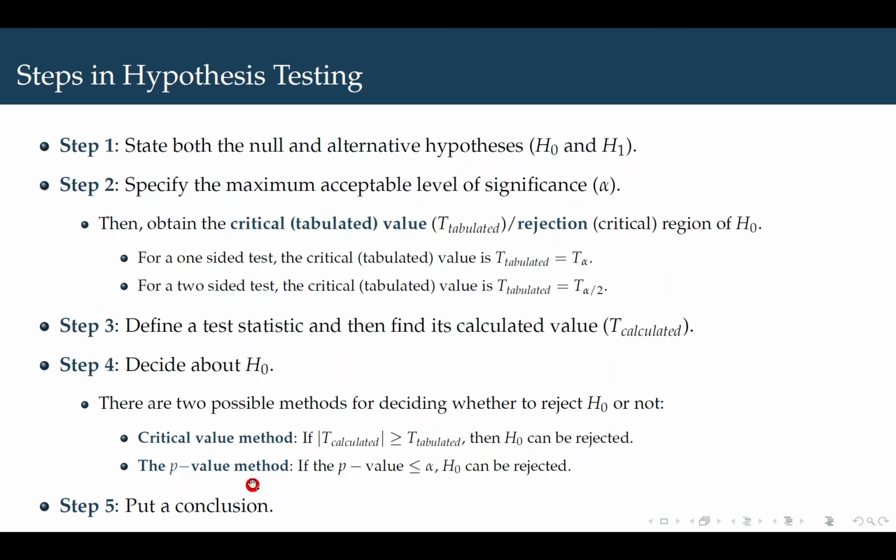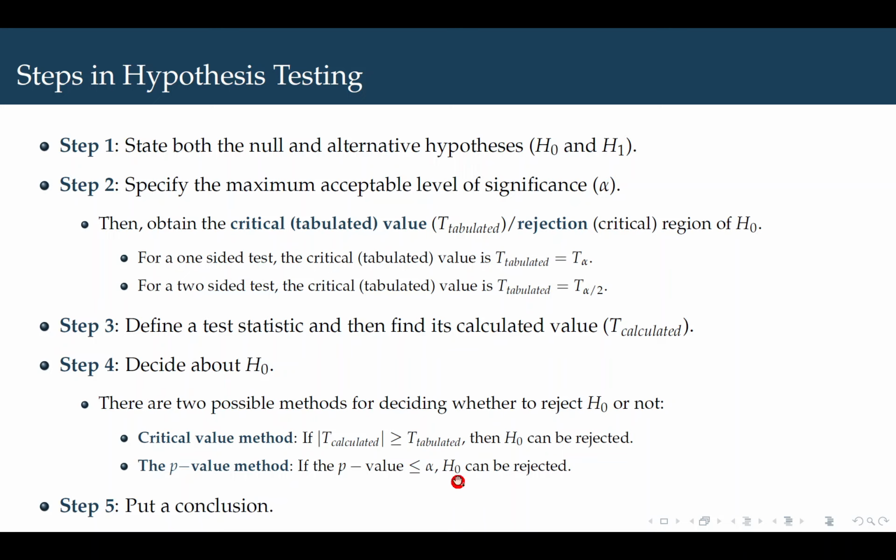And we have another method which is called the p-value method. Now we can consider alpha as the maximum acceptable probability of rejecting a true null hypothesis. So the p-value can be considered as the actual probability of rejecting a true null hypothesis. The maximum is alpha, which is specified first. So if the actual probability of committing type 1 error is less than this maximum level, in that case we can reject H naught. Otherwise, we do not reject H naught.